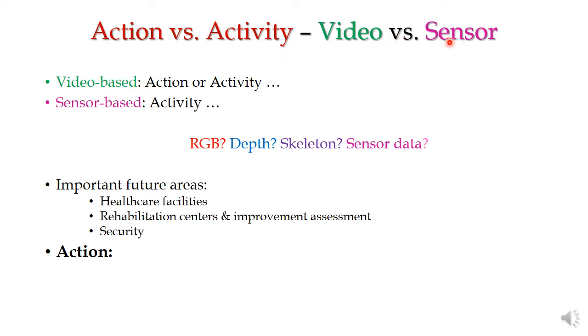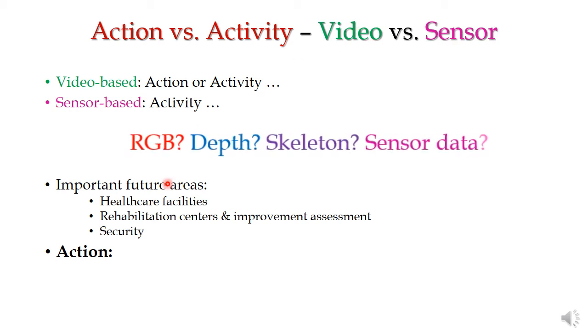Now, video versus sensors. Video-based human action or activity recognition has been very widely known for a longer period. Sensor-based is another domain. Video becomes very difficult because of RGB, depth, and skeleton, and we can explore sensor data as well, but the domains are different. You cannot put everything everywhere, so you have to see where you can work with what: healthcare facilities, rehabilitation centers, improvement assessment, security, and so on.